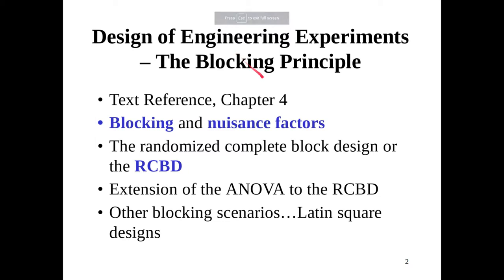So let's talk about the randomized complete block design, or in general, the blocking principle. Last chapter, chapter 3, we studied analysis of variance for a single factor. Now, the RCBD design is an extension of ANOVA. So, what is this blocking principle?